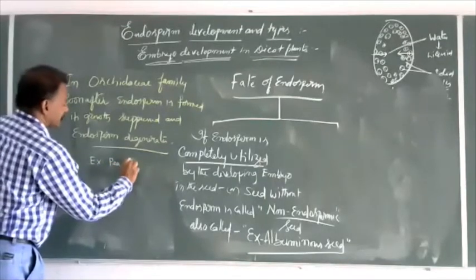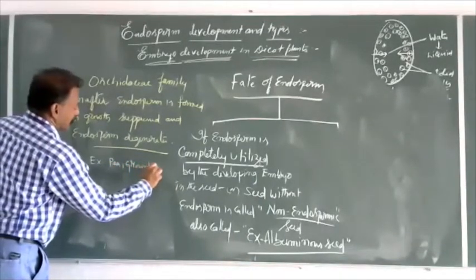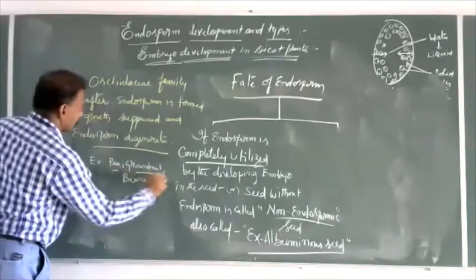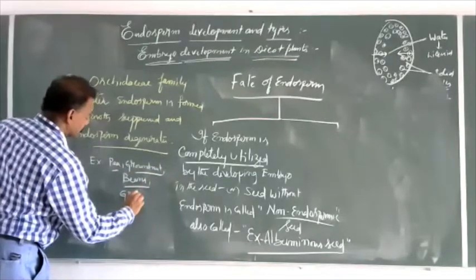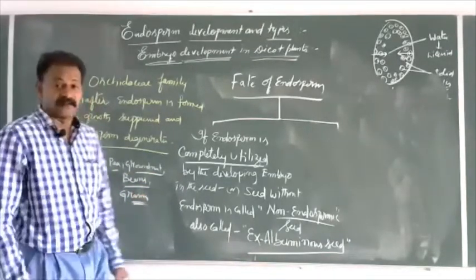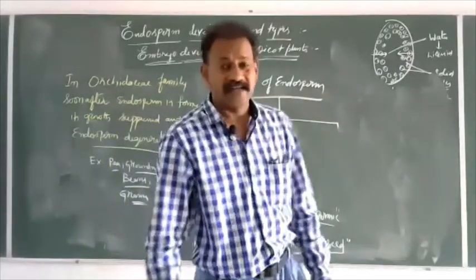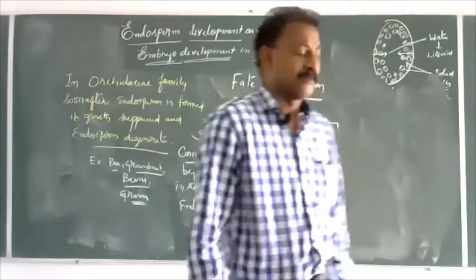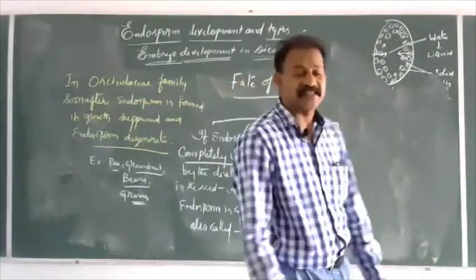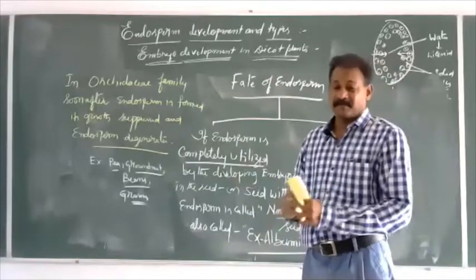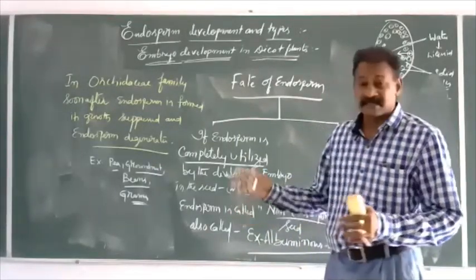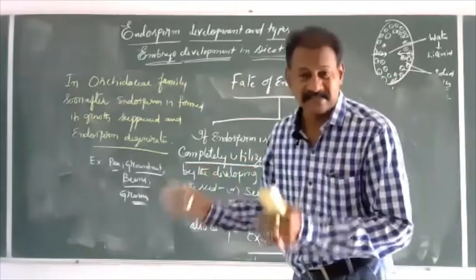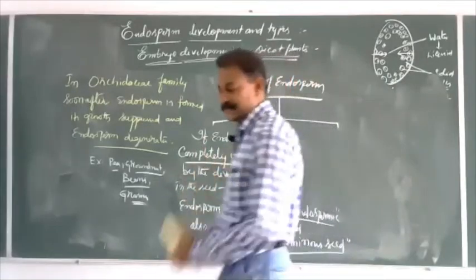Examples of non-endospermic seeds, generally and mostly pea, groundnut, beans or gram, which belong to family Fabaceae, Papilionaceae. In these papilionaceous members, endosperm is completely absent in the seed. Such seeds are called non-endospermic seeds or ex-albuminous seeds.